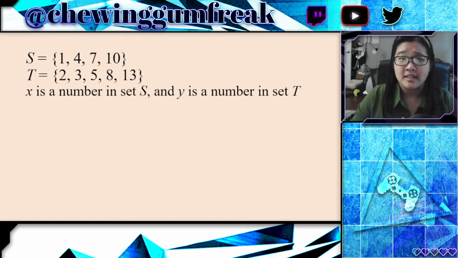So this is also a little bit of a word problem. And what we have is two sets of numbers. As you can see here, we have the first set S, which is 1, 4, 7, and 10. And then we have T, which is 2, 3, 5, 8, and 13. So we're told that X is a number in set S, and Y is a number in set T.